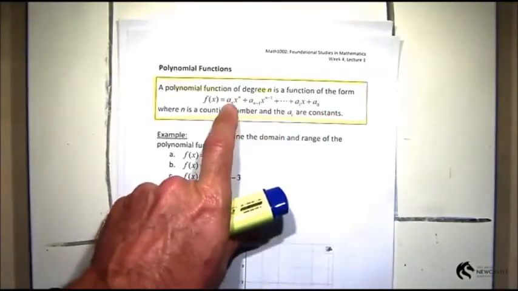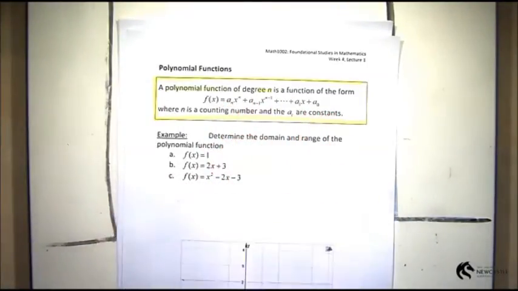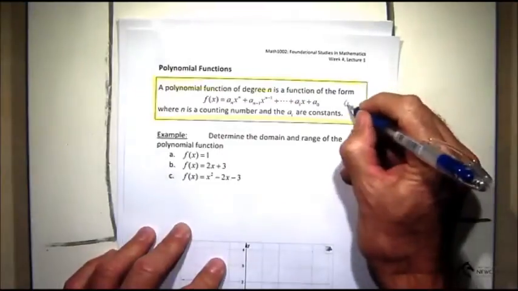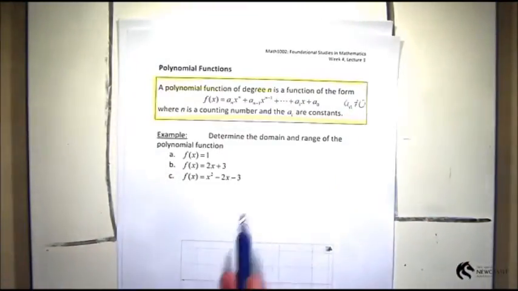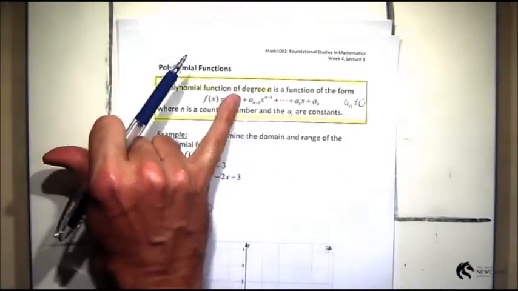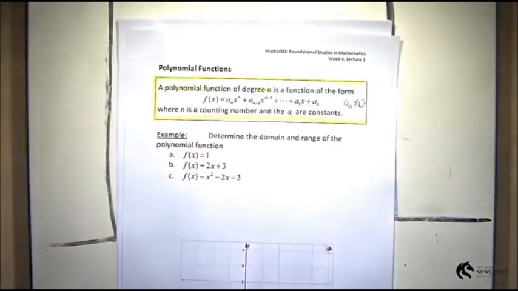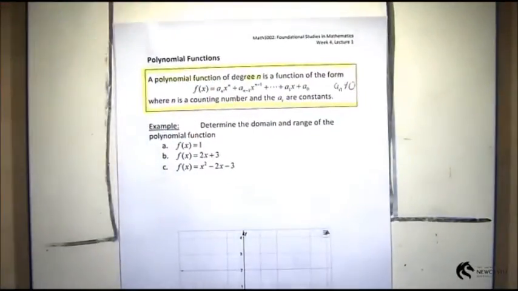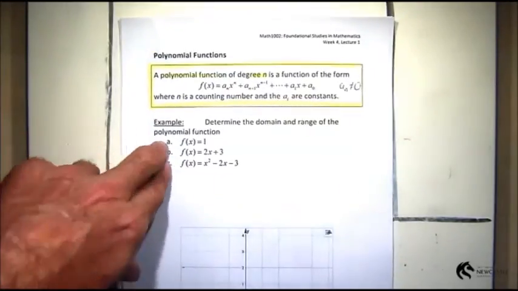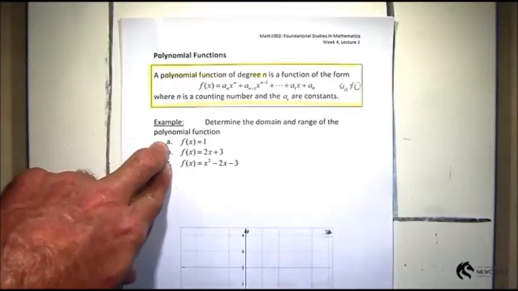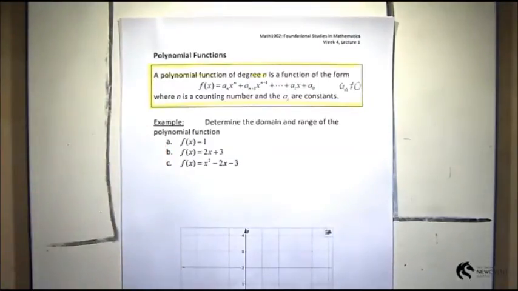And everything but an I should put in here should be non-zero. I probably should have put in here an is not equal to 0, but the others can be. Because if an was 0, then it would be a polynomial of degree n minus 1 rather than n. Now it turns out that we know an awful lot about the lower degree polynomial functions because we've been studying these under our guise of coordinate geometry. So, determine the domain and range of these polynomial functions.